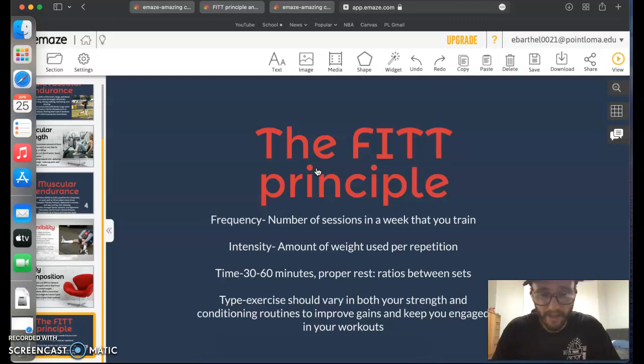So type, exercise type should vary in both your strength and conditioning routines to improve gains and keep you engaged during your workouts. So you want to switch it up so you don't get bored of doing the same thing.